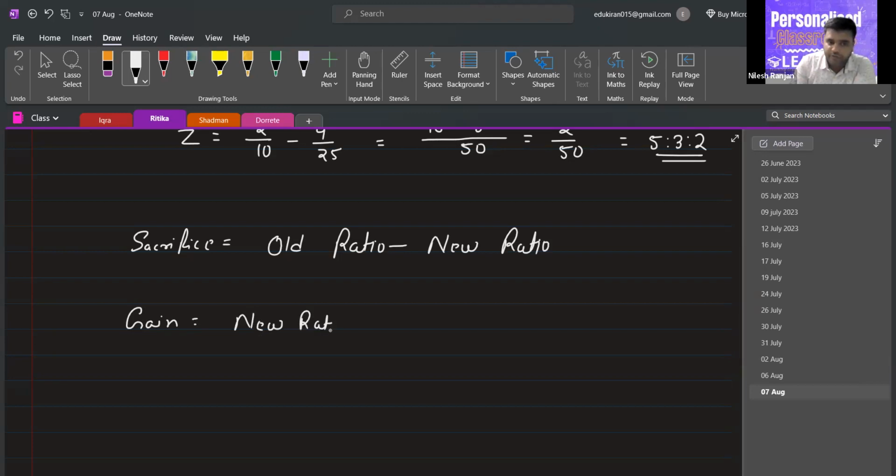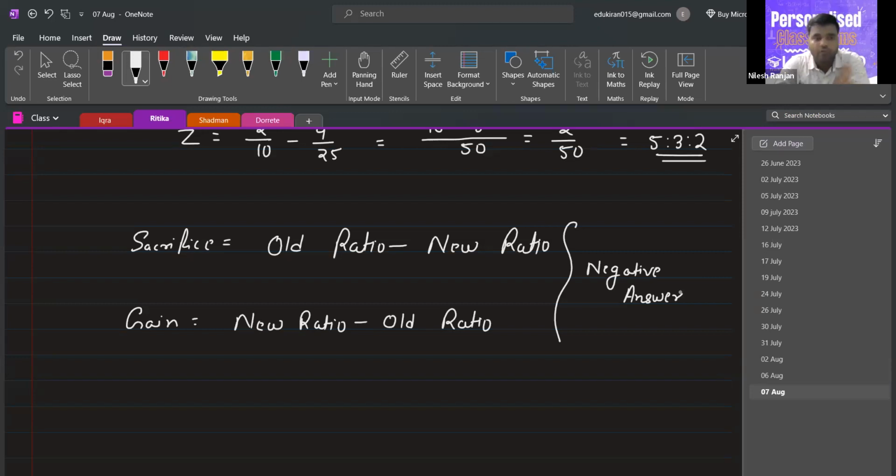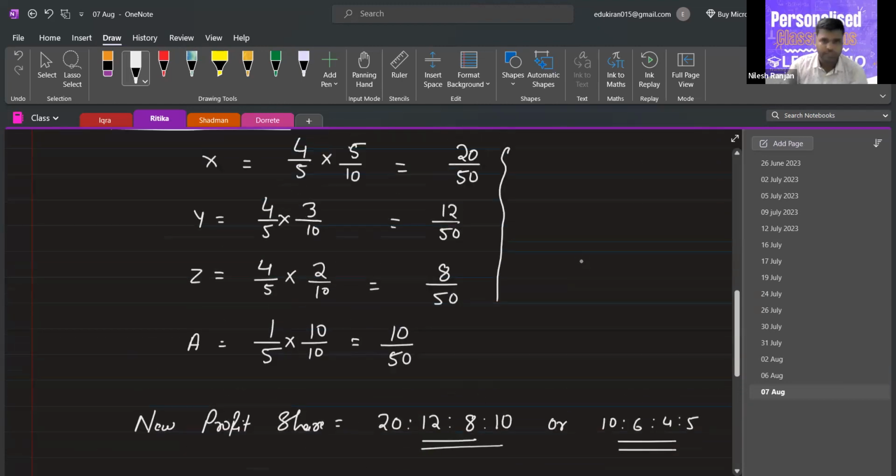This formula we have discussed in the change in profit sharing ratio chapter. Do you remember? Yes, sir. Okay. And what if the answer is negative? If the answer is negative, it is gain, and if it's positive, it's sacrifice. If we are using the formula of sacrifice and the answer is negative, then it is gain. And if we are using the formula of gain and the answer is negative, then it is sacrifice. Okay, so this is our first case.